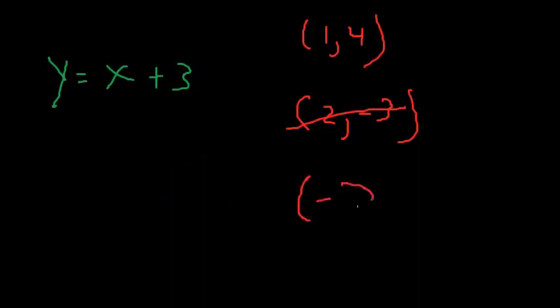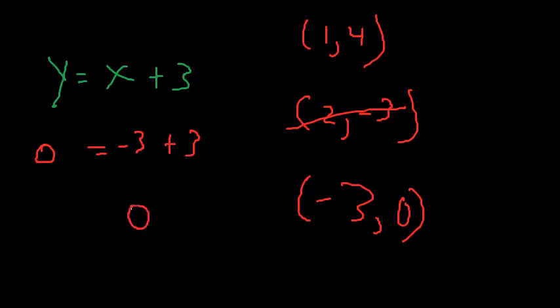Lastly, let's check the point negative 3, 0. So again, plug in 0 for y, negative 3 for x, plus 3. Negative 3 plus 3 is 0, and I have 0 equals 0. So this is a solution. So we have here two solutions to our equation.